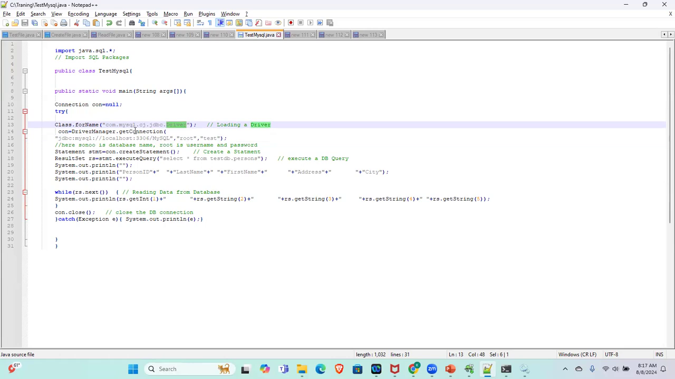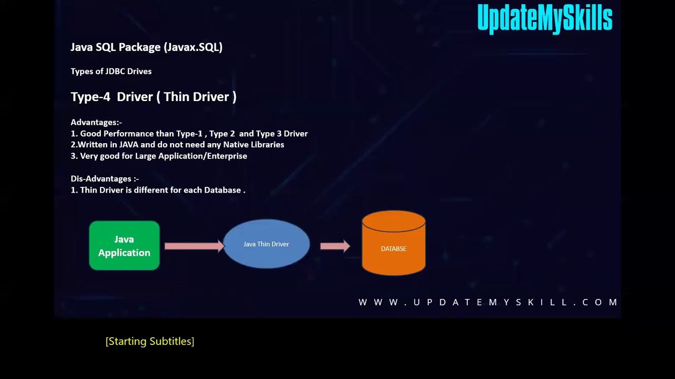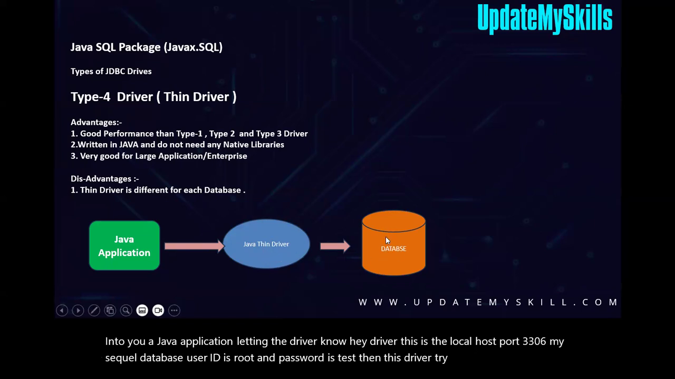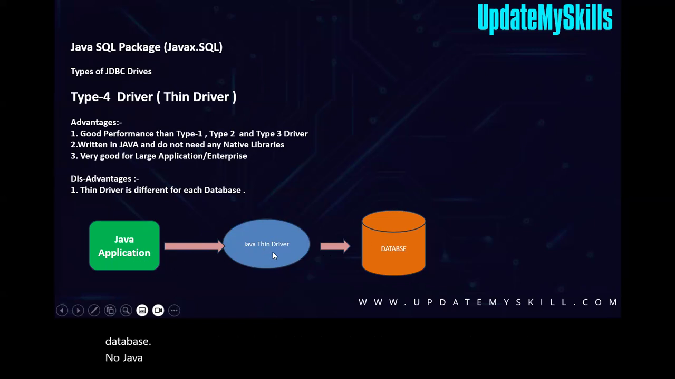You loaded this driver. So all I'm trying to do, here in the high level diagram which I've explained to you, is that a Java application lets the driver know, hey driver, this is localhost, port 3306, MySQL database, user ID is root and password is test. Then this driver tries to connect to this database. Now the Java application is connected, via the driver, to this database.